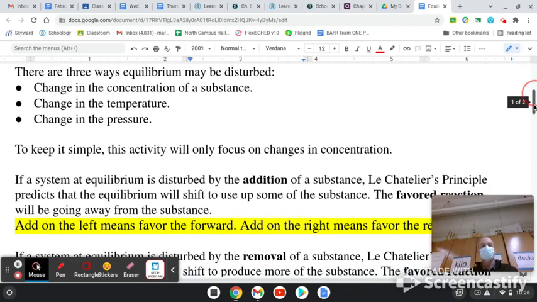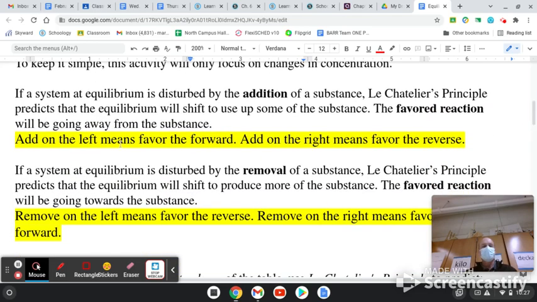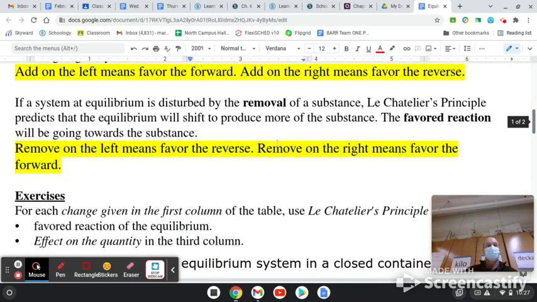So if I look at a reaction, and then we're going to change, either add products, or if we add the left, add anything on the left, it means favor the forward. If we add something on the right, it'll mean favor the reverse reaction. If we remove something on the left, well, it's going to shift to relieve that change, and it'll shift to replace it. If I remove something on the right, then the equilibrium will shift to replace that.